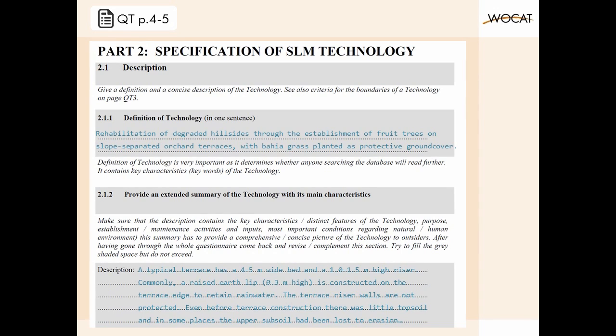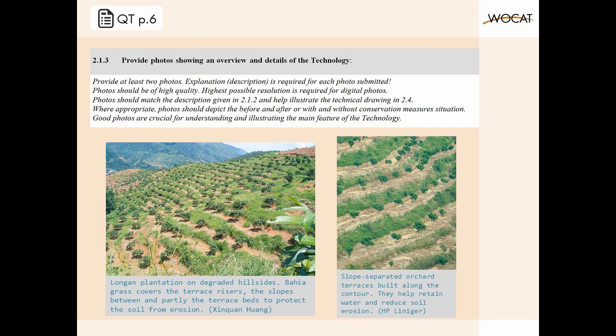The one-sentence definition should contain keywords of the technology and will determine whether anyone searching the database will read further. The summary ideally provides a comprehensive and concise picture of the technology to outsiders, as is shown by the example from China. This example will accompany us throughout this presentation. At least 2 photos of the technology should be provided. For optimal understanding, they should match the description and back up the technical drawing.